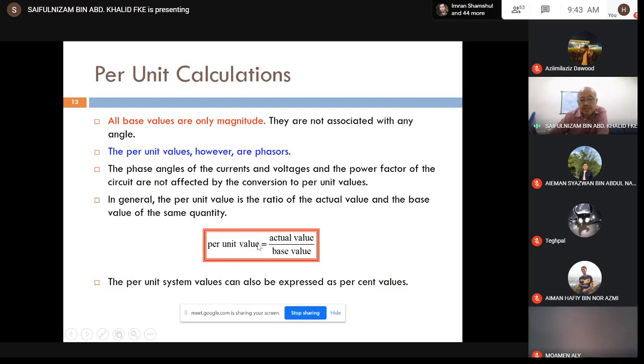Actual divided by base. Nilai sebenar bagi dengan nilai dasar. Actual divided by base. Okay, the per unit values can also be represented as, for example, X1 equal to 10%, meaning that X1 equal to 0.1 pu. It can also be expressed in percentage or in ohm. For example, X1 equal to 0.1 per unit in ohm.